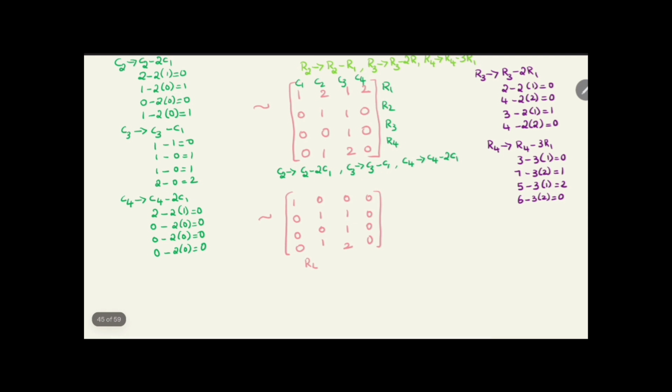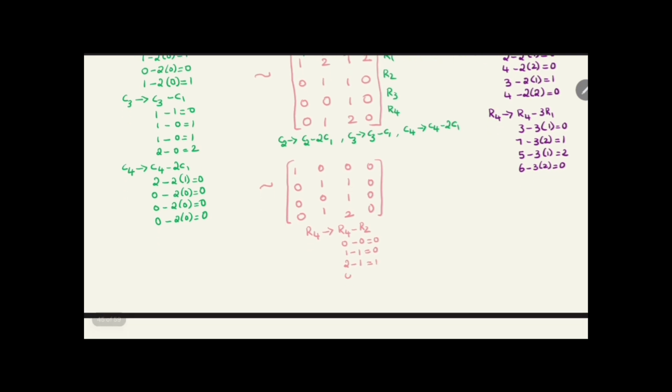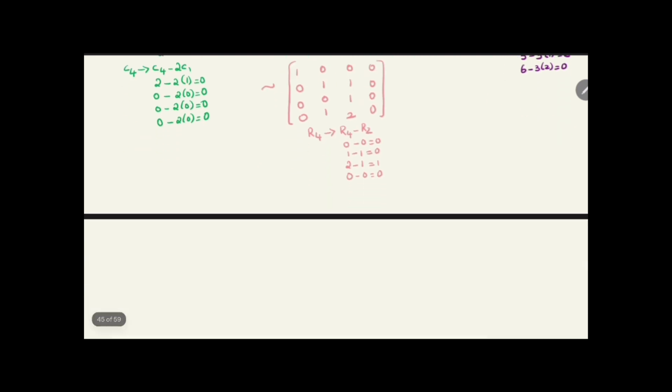R4 implies R4 minus R2. Okay. So first is 0 minus 0. It is 0. 1 minus 1. It is 0. What is the third element of R4? 2 minus 1. It is 1. Okay. And the last element of R4 is 0 minus 0. It is 0. So I will write down here, students.